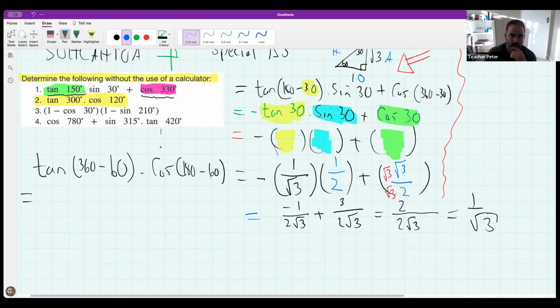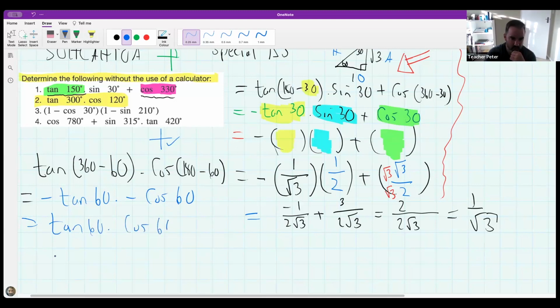So quadrant 4, tan would be negative. So minus tan 60. Quadrant 2, cos would be negative, because it's quadrant 2. So yeah, that's correct. And a negative times a negative is actually a positive. So all we need to do is evaluate those two expressions.